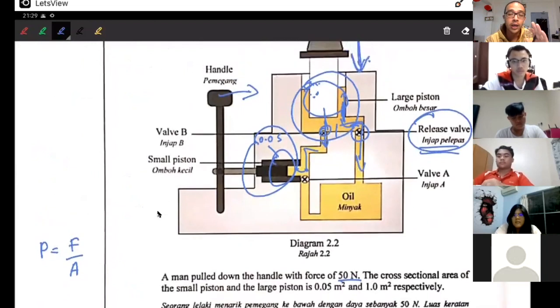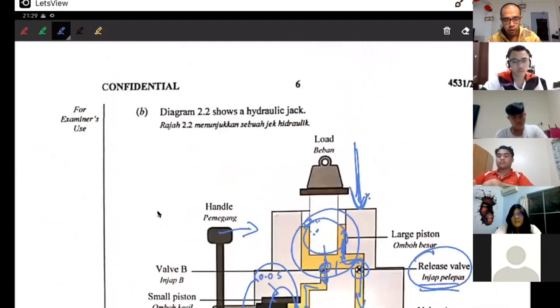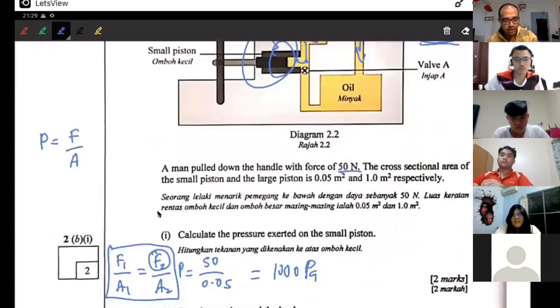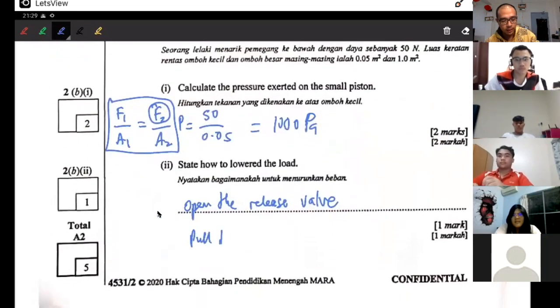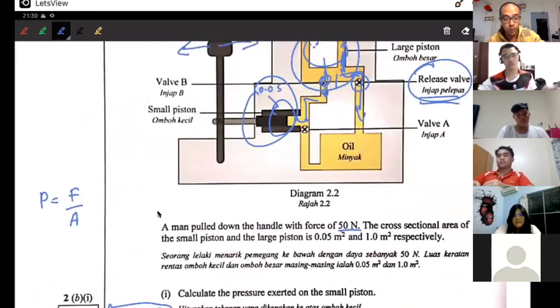Another way, and this is very logical. If you want this thing to go down, where should you pull this handle? Are you going to pull it to the left or push it to the right? Which one? It will obviously be pull the handle. But you have to say to the left. Mention the diagram. Pull it this way.